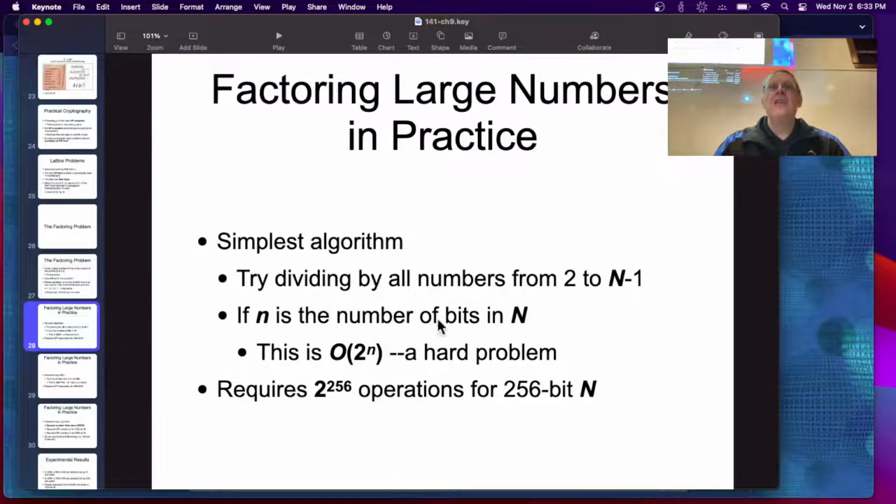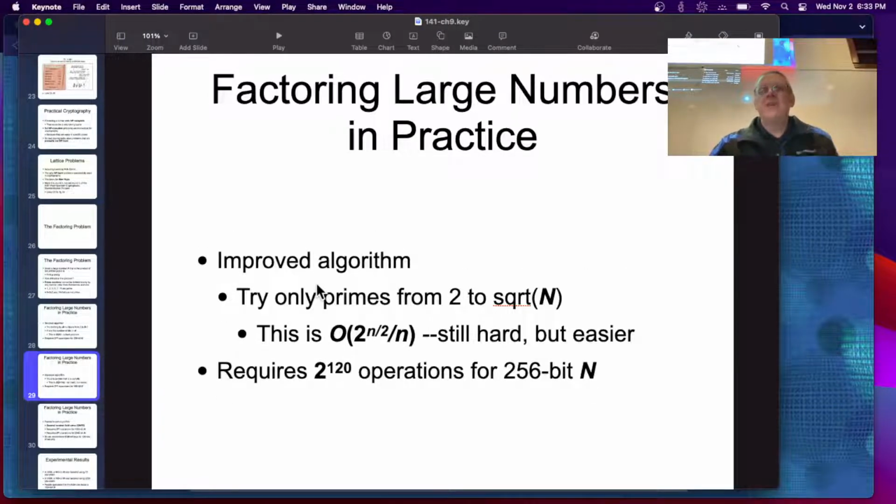But this is, of course, not the best algorithm to use. For example, you could try only the prime numbers from 2, and you only need to go up to the square root of n. One of the factors has to be below the square root, and the other has to be above it, so you don't need to try any higher than that. P, the smaller number, must be in this range. So now you're trying a much smaller number of guesses, so this is only 2 to the n over 2, which is hard, but easier.